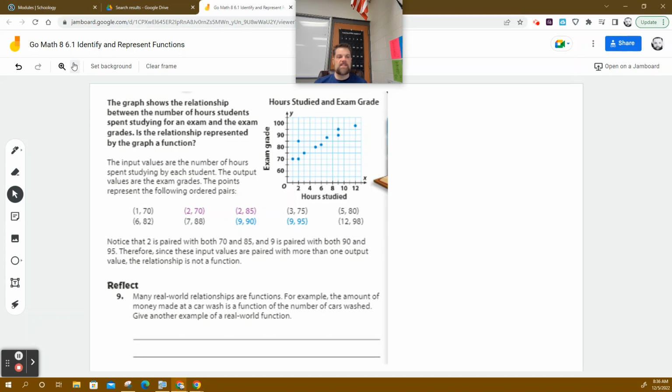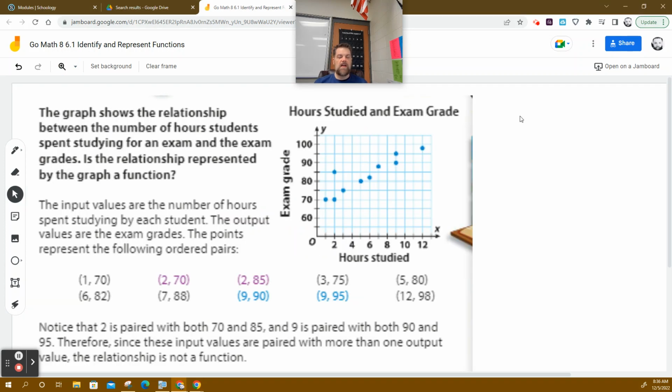All right, let's look at this next one. It says the graph shows the relationship between the number of hours students spent studying for an exam and the exam grades. Is the relationship represented by the graph a function?